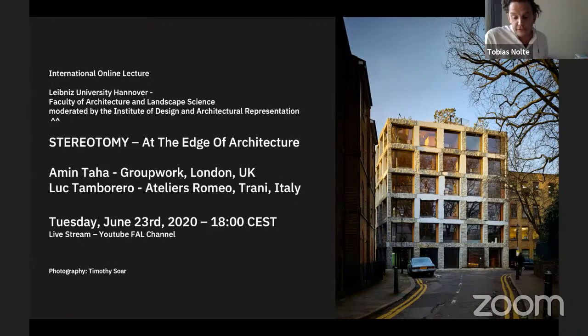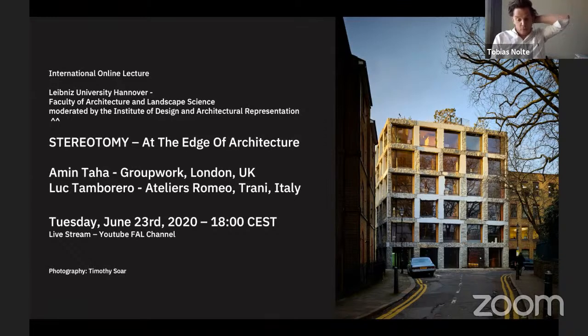For the first iteration, we thought it would be interesting not only to hear one voice, but to pair the presentation by an internationally renowned architect with an advanced fabricator to talk about projects from both a design and a fabrication perspective. There is Amin Taha of Group Work London, and Luc Tamborero from Ateliers Romeo in Paris and Trani, Italy.